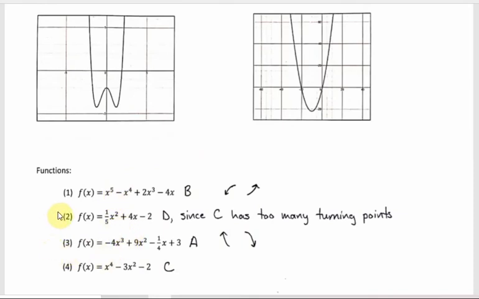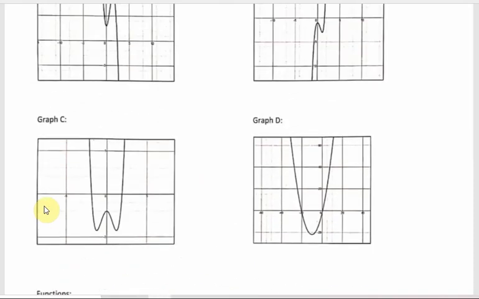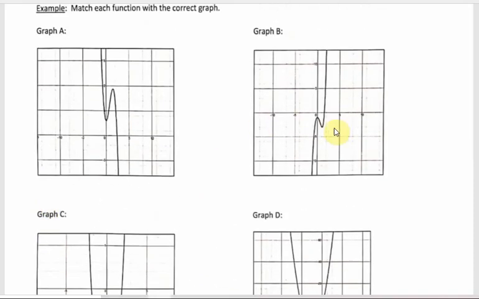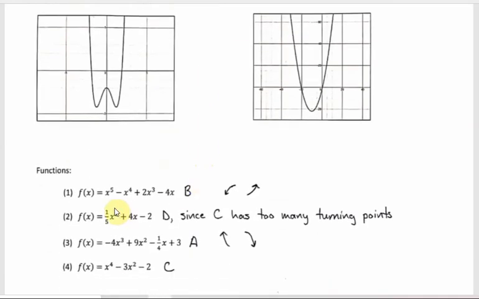When we go up and look at those, we said B was the one that must have a positive leading coefficient just because it's going up on the right side. Then B must be number 1 because that's got a positive leading coefficient. A must be number 3 because that's got a negative leading coefficient. So that's how we can piece those together.